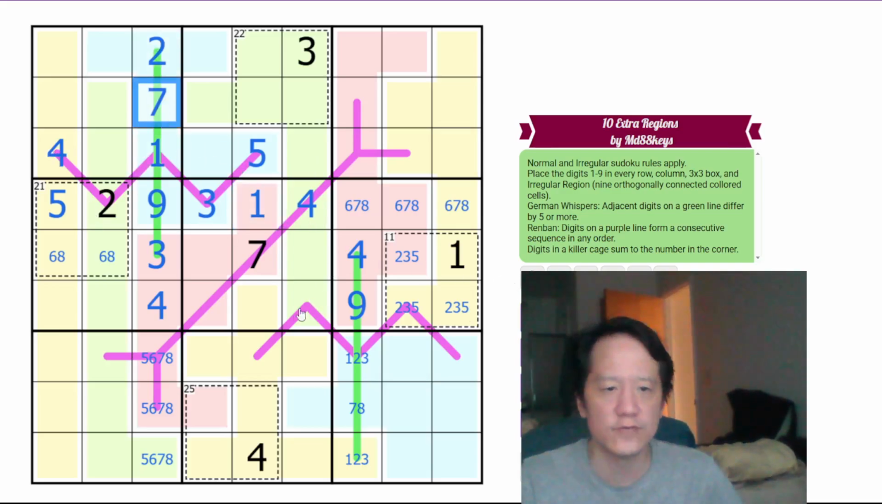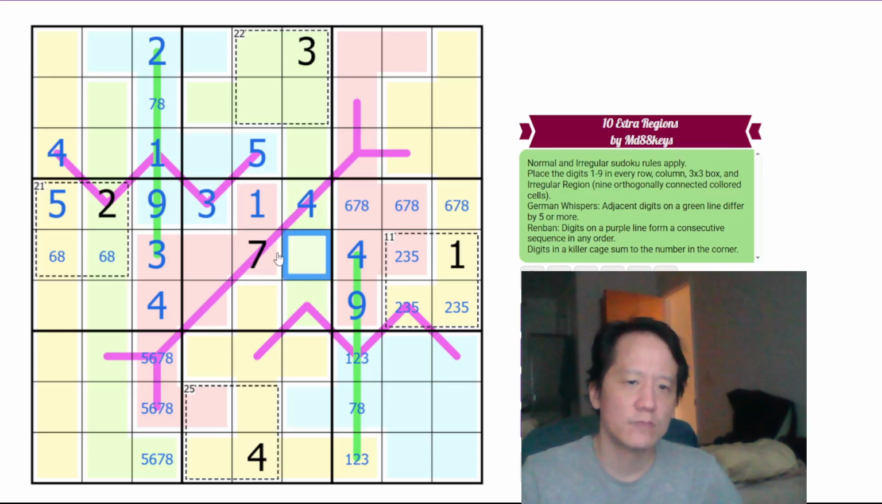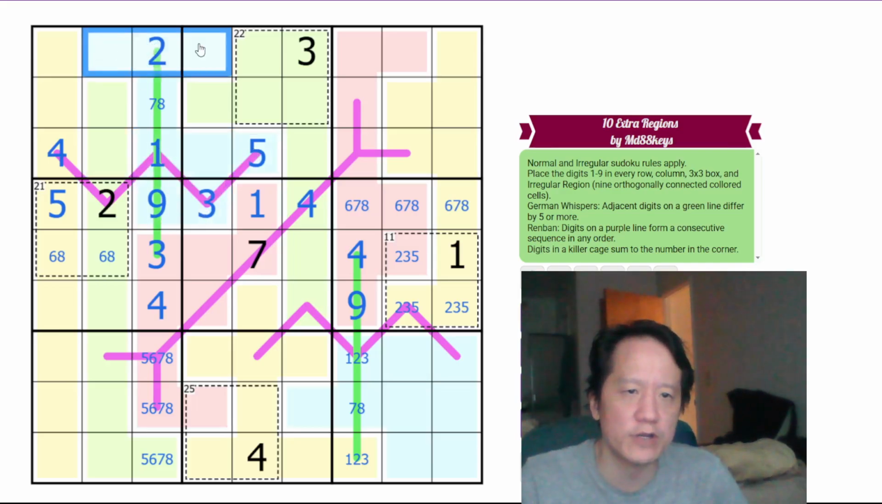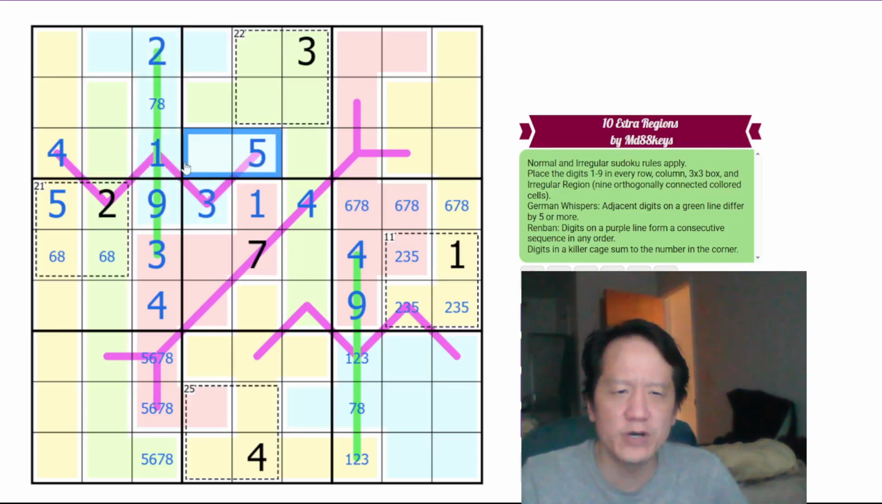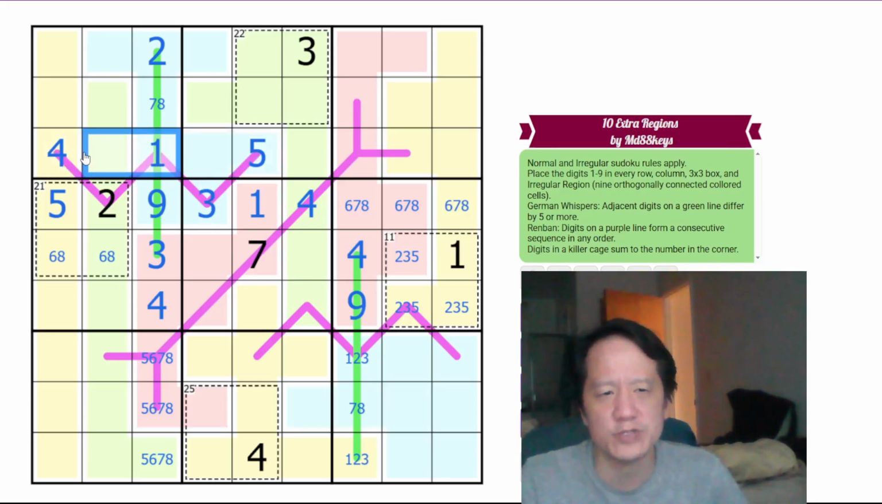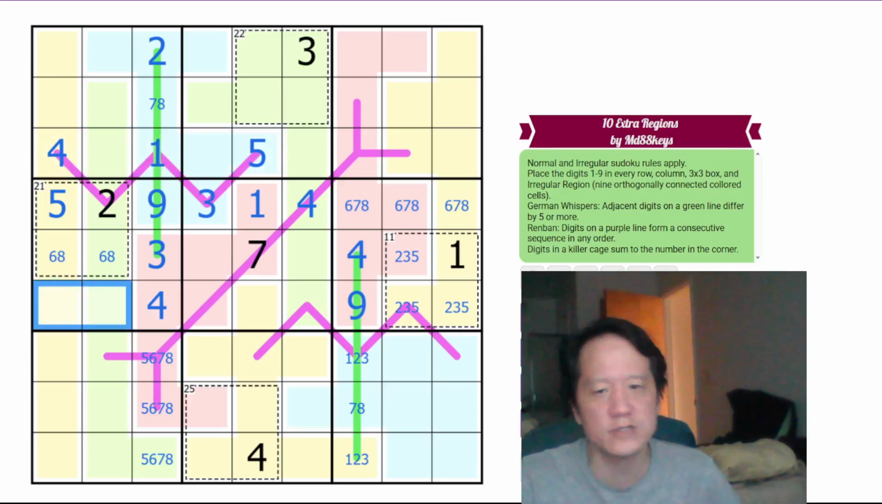This has to be 7. Actually, it doesn't have to be either. It's 7 or 8. That works for either way. 4. Where is the 4 in this irregular region? So apologies for that. That was a pretty major mistake there. Anyways, this is a 1, 7 pair here.